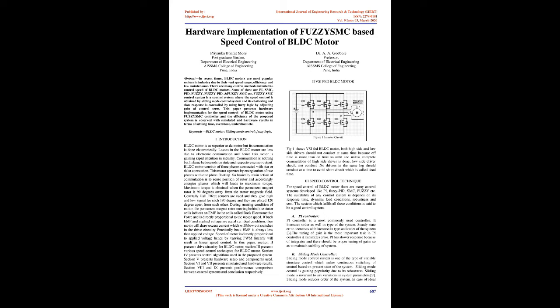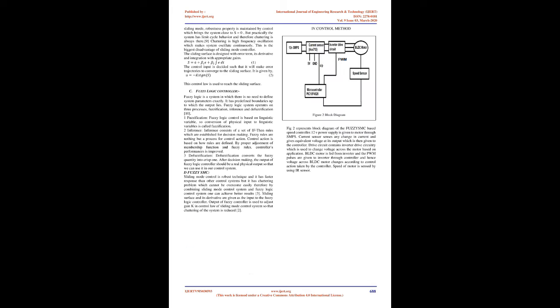During the running condition of the motor, the permanent magnet rotor moving past the stator coils induces an EMF in the coils called back electromotive force, which is directly proportional to the motor speed. If back EMF and applied voltage are equal, i.e. the ideal condition, then the motor will draw excess current which will blow out switches in the drive circuitry. Practically back EMF is always less than applied voltage. Speed of the motor is directly proportional to applied voltage, hence varying PWM linearly will result in linear speed control.